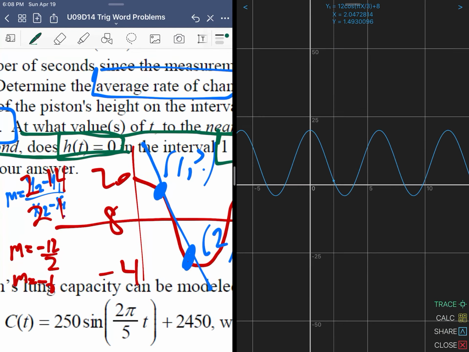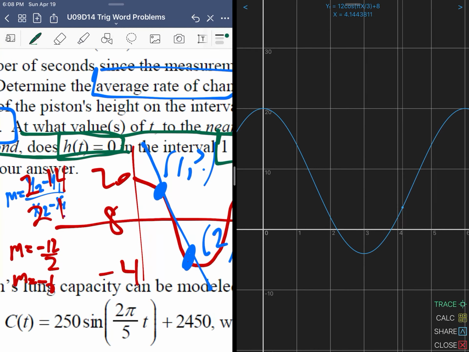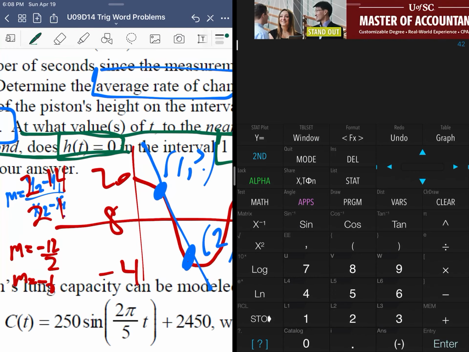So it says between 1 and 5, which we can see is here. All right, so from 1 to 5, so it's from this point over here to here. It says, where does the graph touch 0? So it looks like it should be somewhere between 3 and 4, closer to 4, and somewhere between 2 and 3, but closer to 2. What are those values? Now, we're going to go to the calculate feature of our calculator.